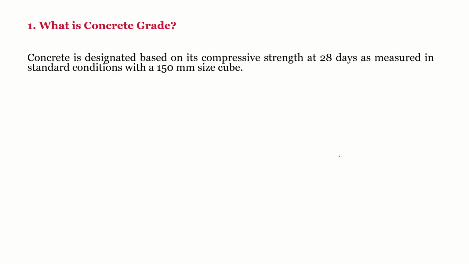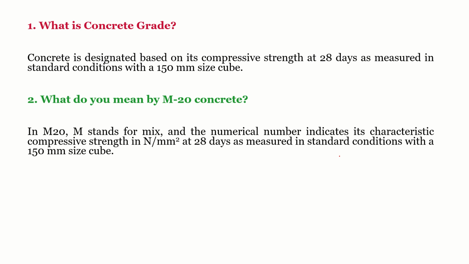So when you say it's M20 grade of concrete, it means 20 is the compressive strength of concrete after 28 days. The next question is, what is M20 grade concrete? Just now I repeated. In the word M20, M stands for mix and 20 stands for the compressive strength of the concrete after 28 days. So 28 days is the specified age to decide the grade of the concrete, or to decide the compressive strength of the concrete.